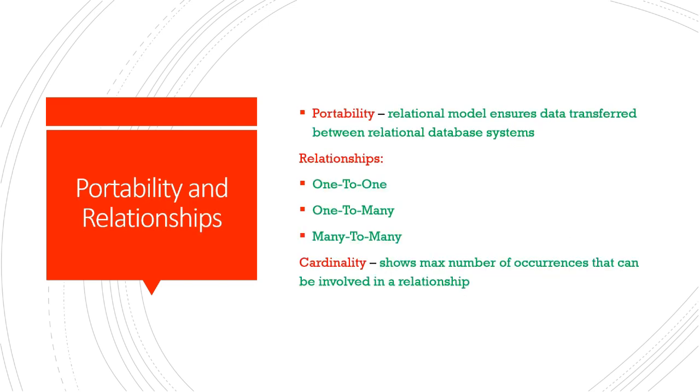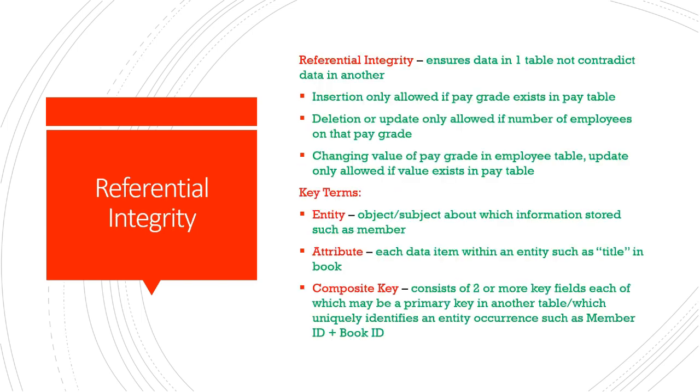Portability and relationships is next up. Portability is using the relational model as it ensures data is transferred between relational database systems. And then you have relationships and cardinality, which we talked about in data modeling. Whenever we talked about making an ER diagram, you have all these crow's foot notations. So you have your one-to-one, your one-to-many, and your many-to-many relationships. And cardinality will show the max number of occurrences that can be involved in a relationship.